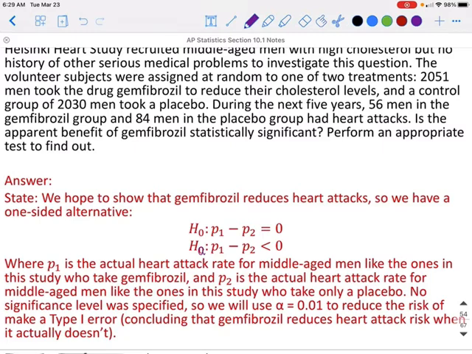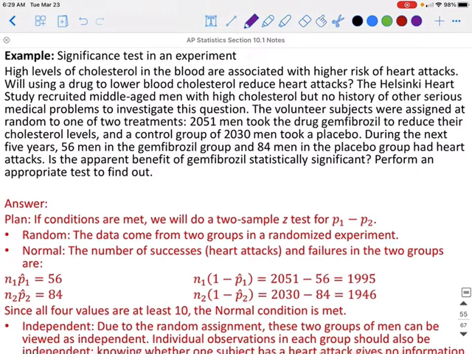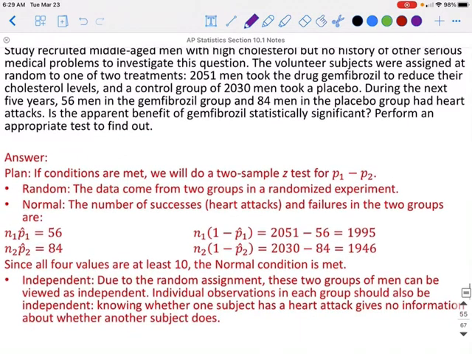Next, we're going to come up with our plan. In the plan, this is when you state what method you're going to use and you check your conditions. So if the conditions are met, we are going to do a two-sample z-test for p1 minus p2. Now, the first condition we have to check is random. The data come from two groups in a randomized experiment.